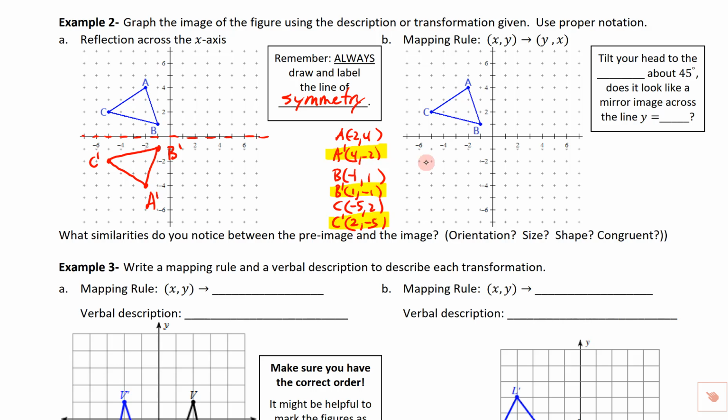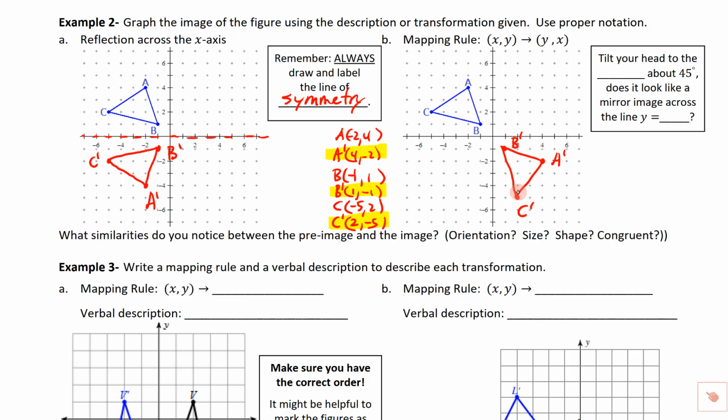So A prime is going to be 4, -2, over 4 and down 2. So this is going to be A prime. And B prime is going to be 1, -1, so over 1 and down 1. So there's B prime. And then C prime is going to be 2, -5, so over 2 and down 5. So that's going to be right here. So there's C prime. And then we'll go ahead and connect those.